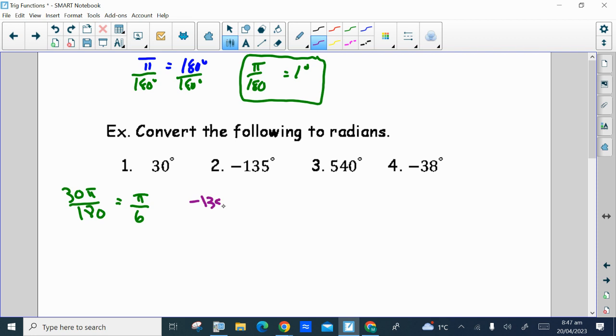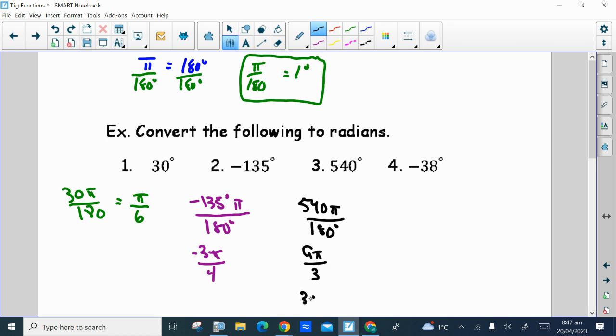Negative 135 degrees in radians will be negative 135 pi over 180. These are both divisible by 45, which will give us negative 3 pi over 4 radians. For 540 degrees, it'll be 540 pi over 180. These are both divisible by 60 for sure. That'll be 9 pi over 3, which is actually 3 pi.